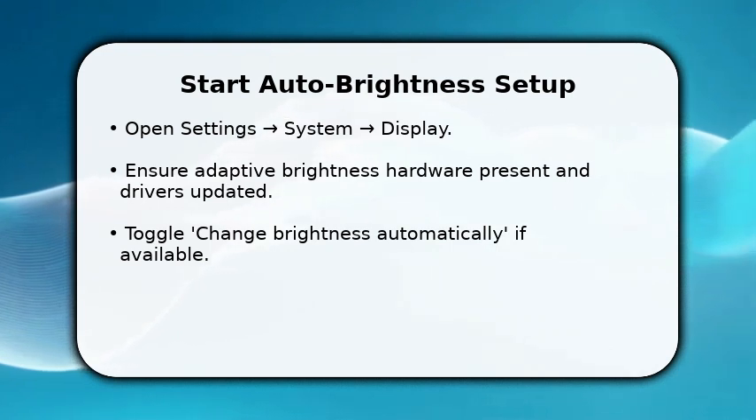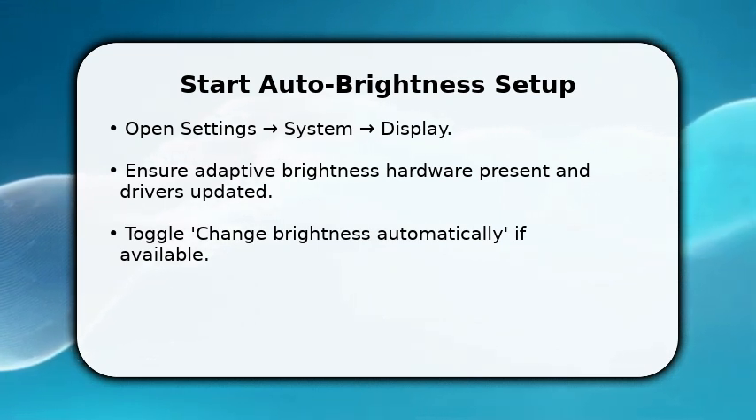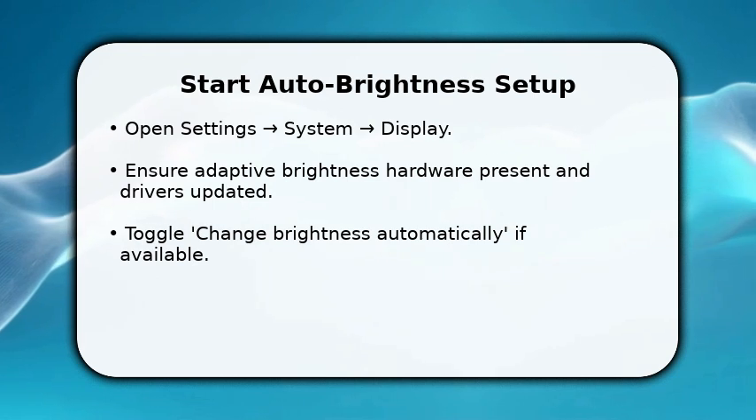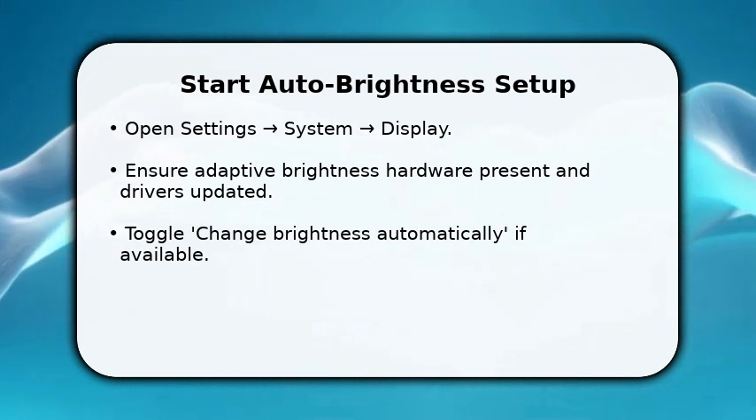Once done, scan the display page for a setting labeled Change Brightness Automatically or similar. Flip that toggle to On. You're performing these actions now so Windows can read ambient light and adjust screen luminance without further setup.